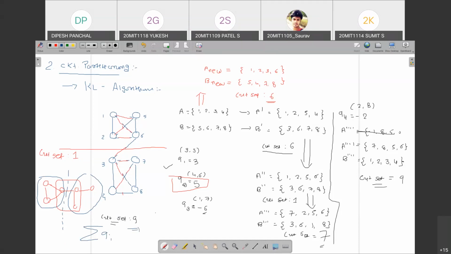So the first gain value, what value was it? 3. Okay. The second gain value is 3 plus 5, which is 8. Third gain value, is it visible on your screen? Because I am at the bottom, I am writing.